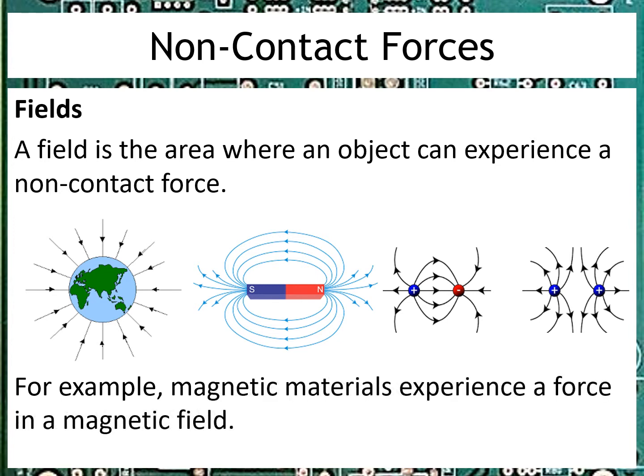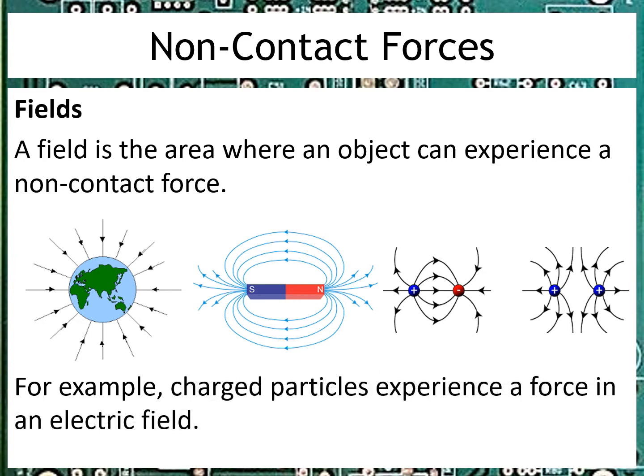In the example of me jumping out of a tree, I don't have to be in contact with the Earth in order to feel the force of gravity. And it's the same with magnets. We know that magnetic materials experience a force if they're in a magnetic field, but they don't have to be touching the magnet. So if I place a paperclip near to a fairly strong magnet, it will be drawn towards the magnet. It doesn't have to touch it, but it will still experience the force.